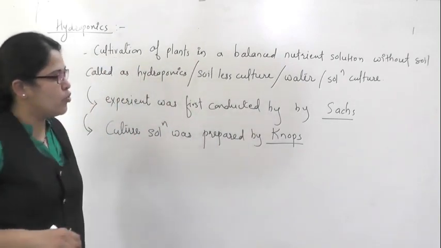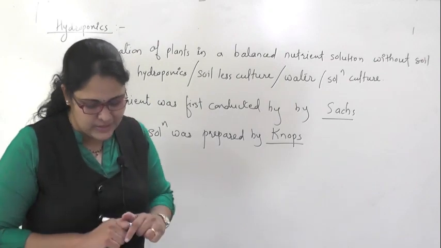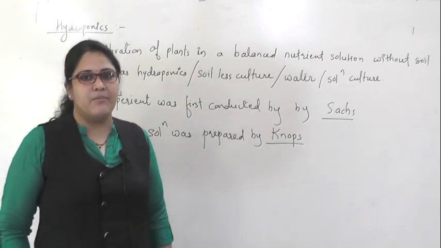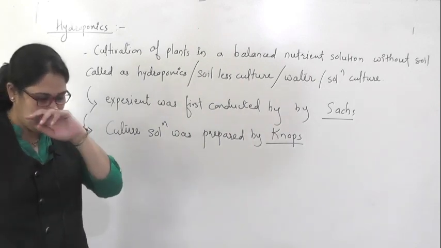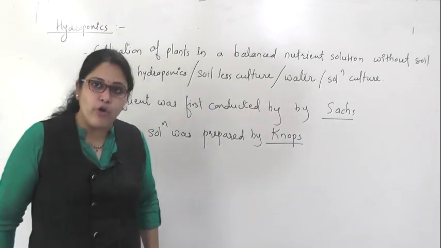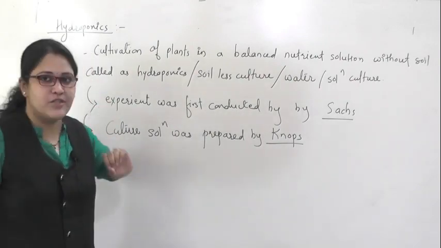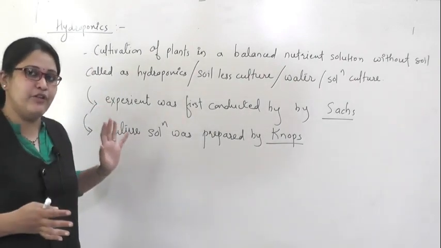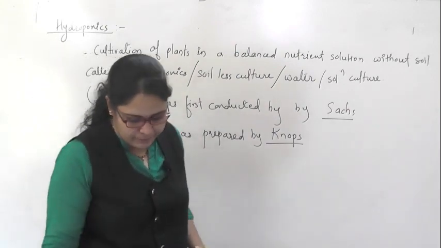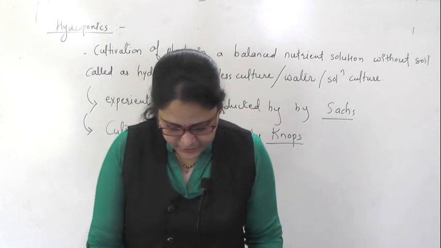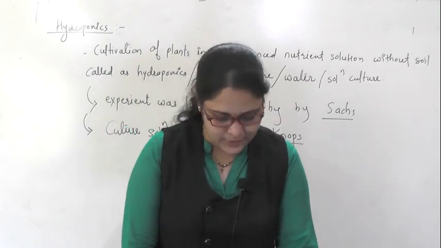Now this experiment we are commonly using to raise a number of vegetables and fruits. This technique is now so commonly used in agriculture. So this experiment was first conducted by Sachs, and this specific nutrient solution was prepared by Knop. Fine. Now let's try to understand what is done in this experiment.